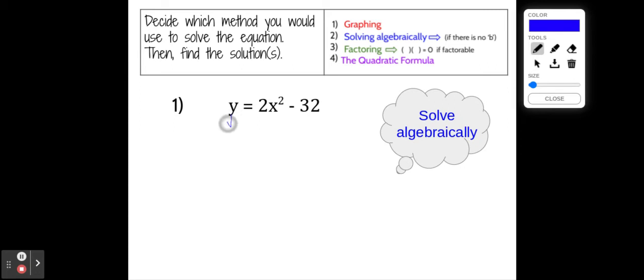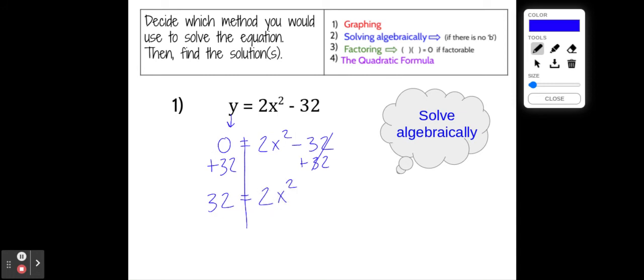We're going to set y equal to 0 because remember, solutions are x-intercepts. And I'm going to use algebra and solve the equation for x. So my goal here is to isolate the x and find the values of it. So here I'm going to undo by division. And I get x squared is equal to 16.